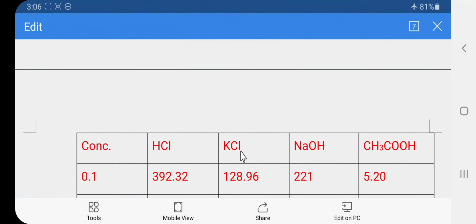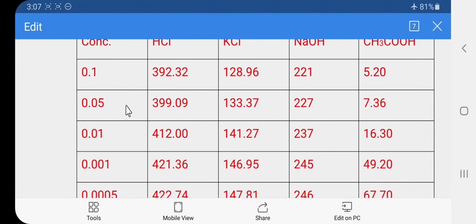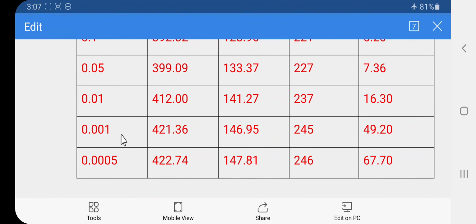So let us consider the table. Here we have HCl, KCl, NaOH and acetic acid. Friends, in the first column there is the concentration. HCl, KCl and NaOH are strong electrolytes, while acetic acid is a weak electrolyte. The concentrations are 0.1, then 0.05, 0.01, then 0.001 and 0.0005.